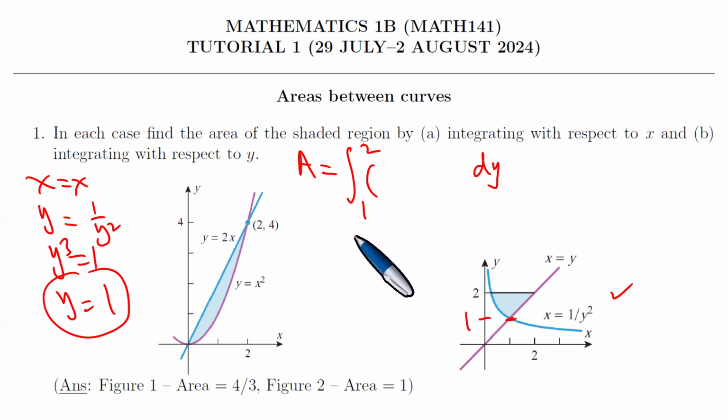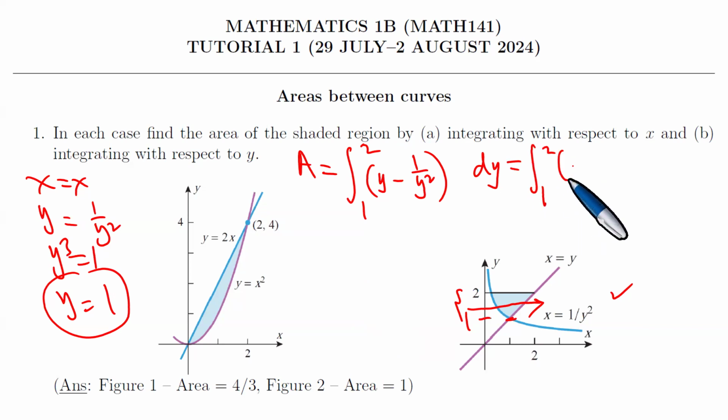If you integrate with respect to y, you fix y and imagine an arrow. If you fix y, y runs from 1 to 2. This arrow is going to penetrate the region through this curve here and exit through the straight line. So we're using the right minus left rule. On the right is y, the left is the curved section, which is 1 over y squared. So this is going to give us the area.